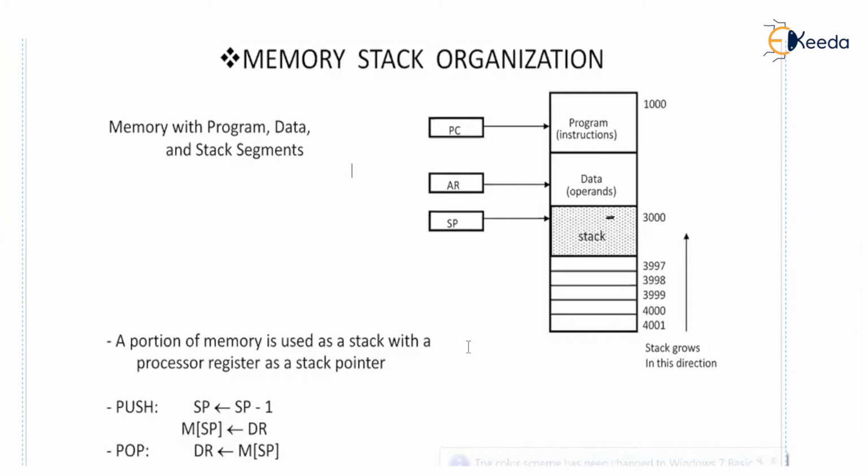If you can see here, the stack is from 4001 to 3000, right? So initially, this is the first element of the stack. Let us consider that this is the base of the stack, and the final location of the stack is 3000, right?